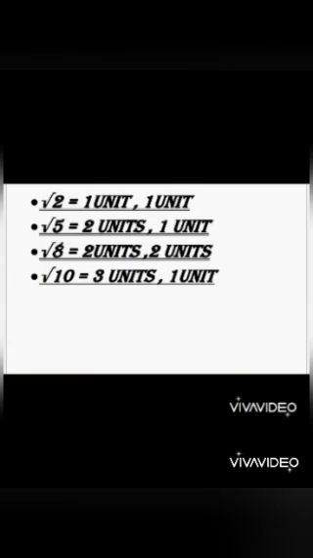To represent root 2, we have considered 1 unit and 1 unit. So, to represent root 5 on the number line, you have to consider 2 units and 1 unit. To represent root 8 on the number line, you consider 2 units and 2 units. And to represent root 10 on the number line, you have to consider 3 units and 1 unit. So children, you represent root 5, root 8 and root 10 on the number line on your own.